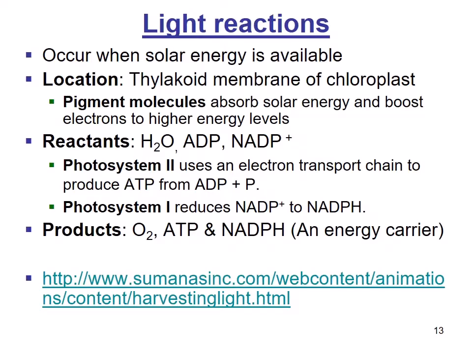What a great name. They happen in the thylakoid membrane of the chloroplast. So that's the most interior membrane in the chloroplast. And they also require pigment molecules to absorb solar energy and boost electrons to higher energy levels. Going into the light reaction, we've got water, ADP, and NADP. We also have something called photosystem 2, which uses an electron transport chain, and photosystem 1, which reduces NADP. So we get oxygen, ATP, and NADPH, which is kind of like an energy carrier, which sets us up for the next reaction.